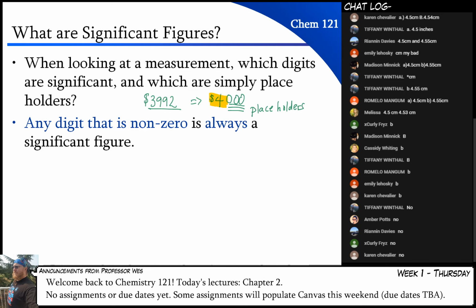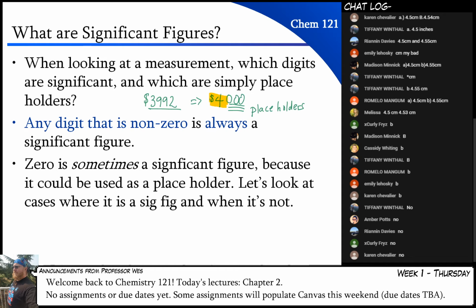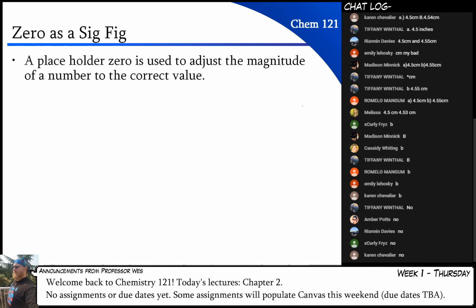So if I have a number that is non-zero, it will always be a sig fig. But if I have a 0 in there, if the 0 is a placeholder, it's not a sig fig. It's just using the property of placeholders and how numbers work to put that 4 in the correct position. In the tens place, in the hundreds place, in the millions place, whatever. Let's look at some examples of when 0 is a sig fig and when it's not.